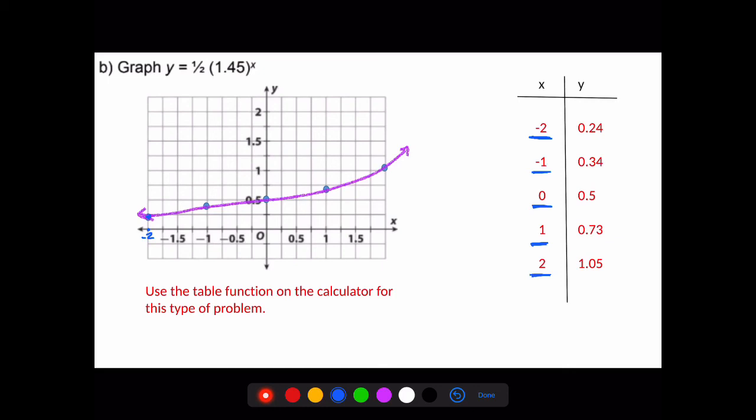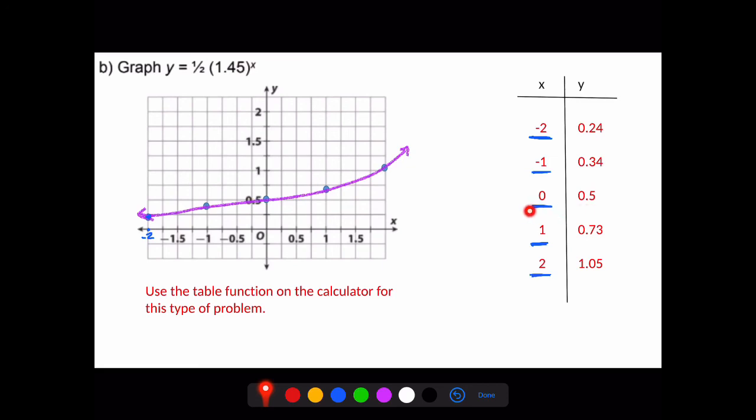The next point that we have is 0.34 when x is at negative 1. So again, we move to negative 1 on our x-axis, and I go up 0.34. Well, this is 0.25. This is 0.50. So 0.34 should be a little bit above that, somewhere in the middle there. And again, it doesn't need to be precise. It will be on the graphs that you're choosing from, but just keep that in mind.